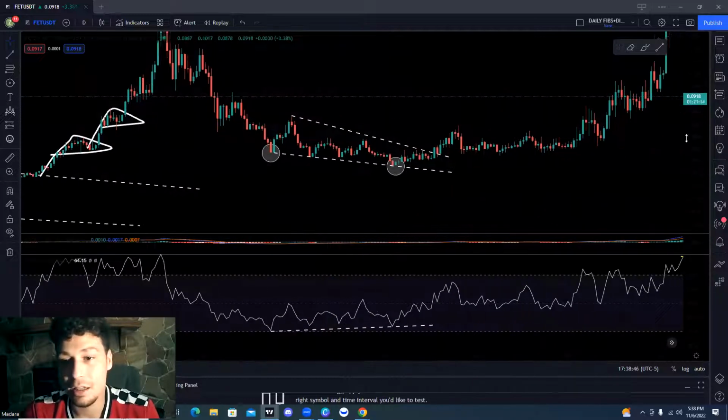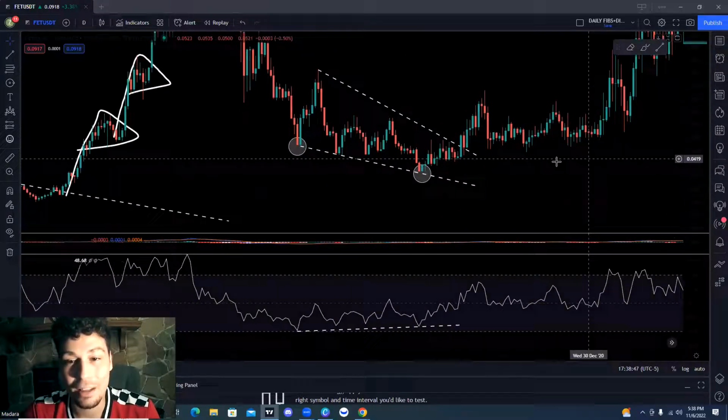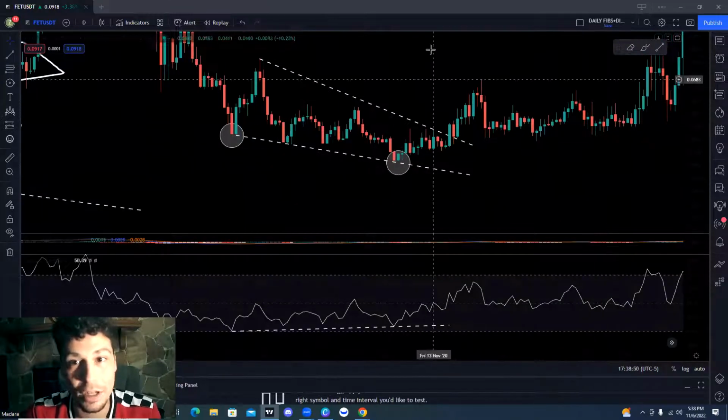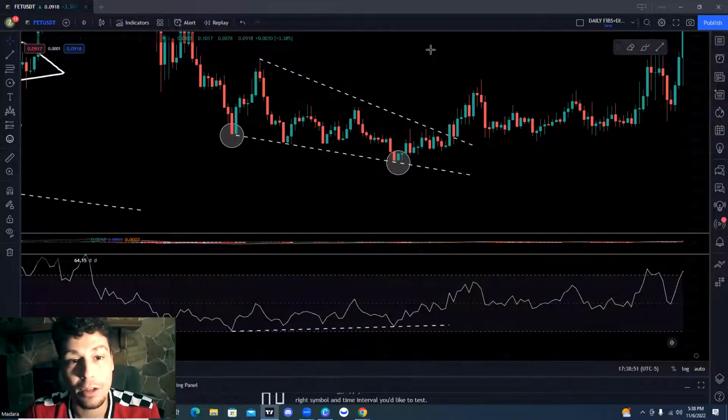Here is a great example of combining some of your weapons, getting yourself an edge. We have a bullish chart pattern with the falling wedge, and then we have a bullish divergence with the low, lower low. We have a low, we have a higher low.